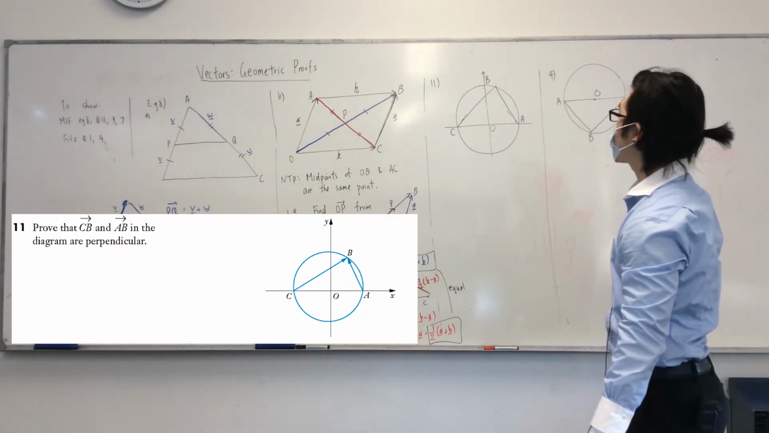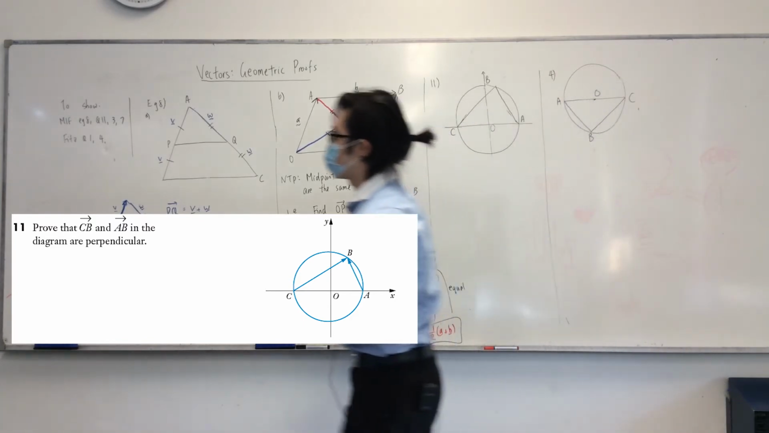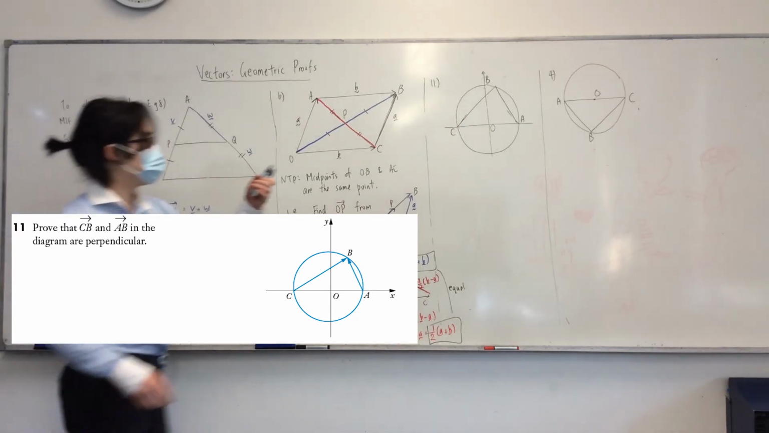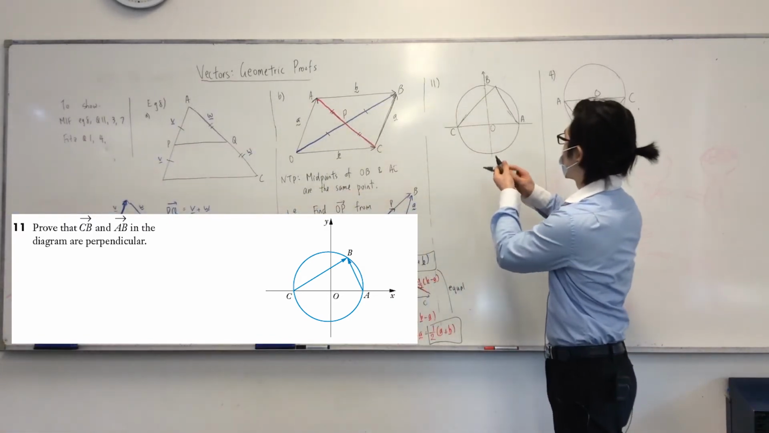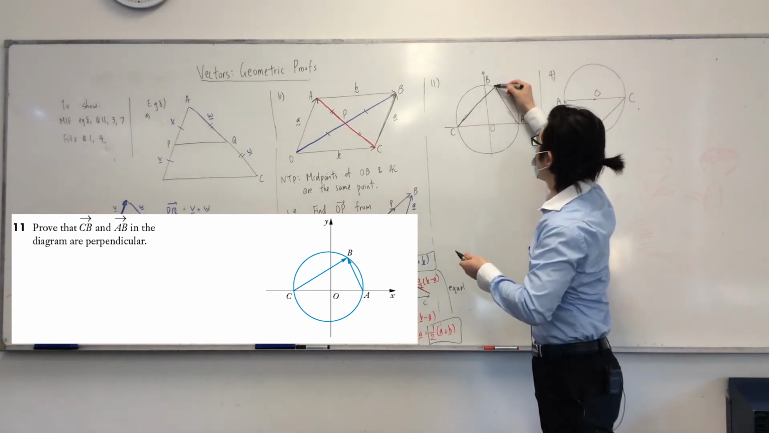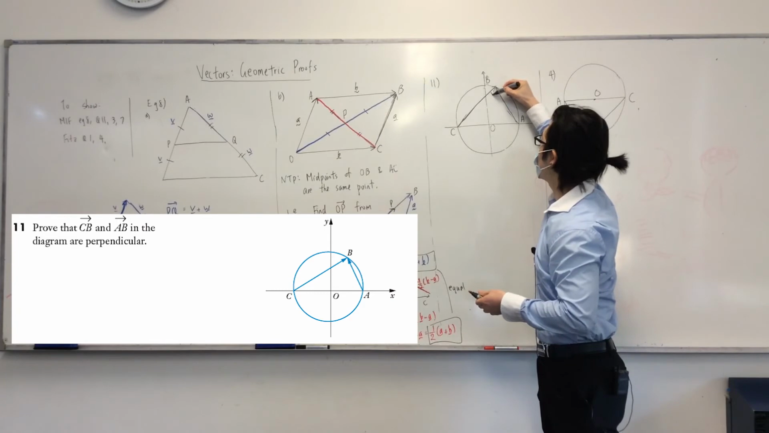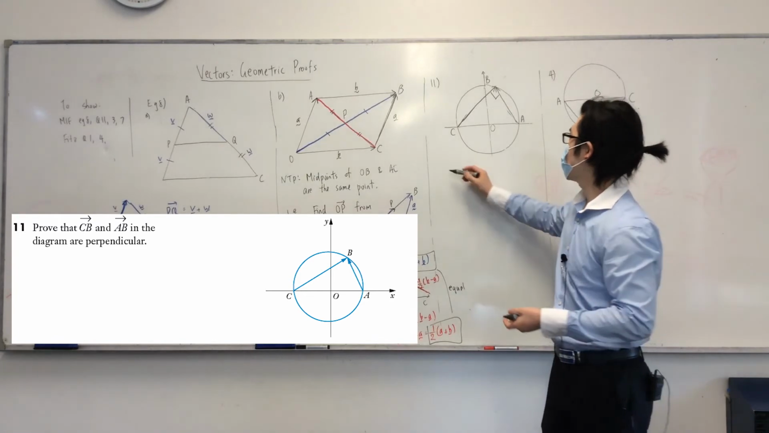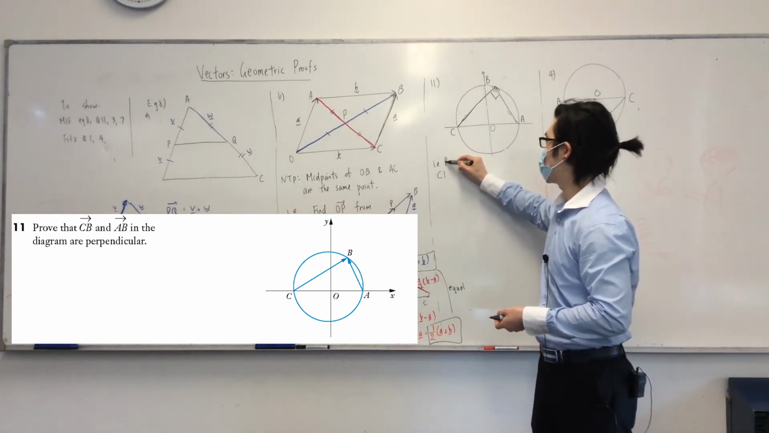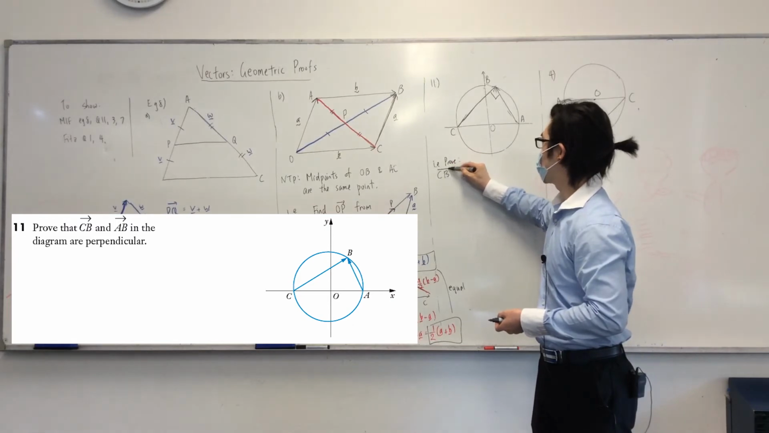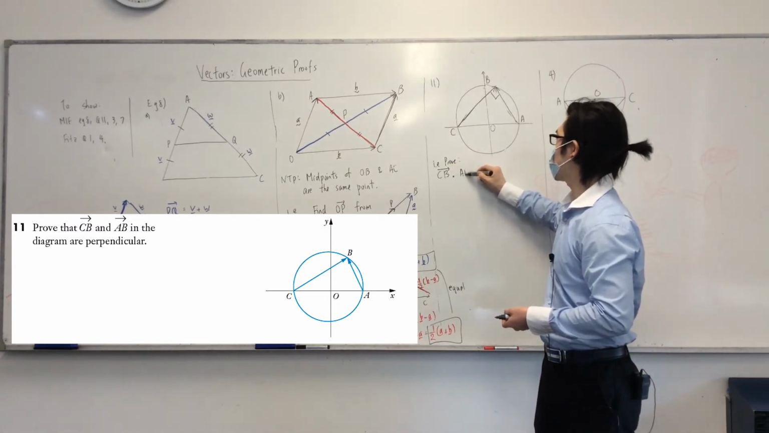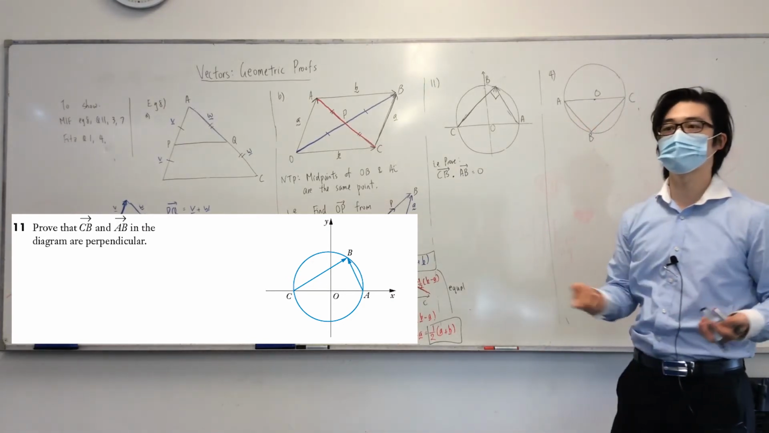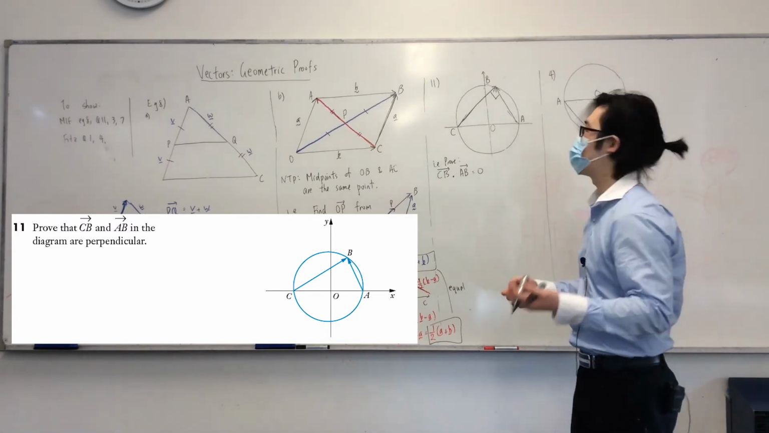Okay, let's have a look at question 11. That's a good question from Maths in Focus. I'll just flip the page. Prove that CB and AB are perpendicular, so we need to prove that they make a right angle. Remember, if I want to prove two vectors are perpendicular, we want to prove the dot product of CB and AB is equal to 0. Once again, no vectors given whatsoever, no letters, so make up your own letters. That's the first thing you want to do to start it off.